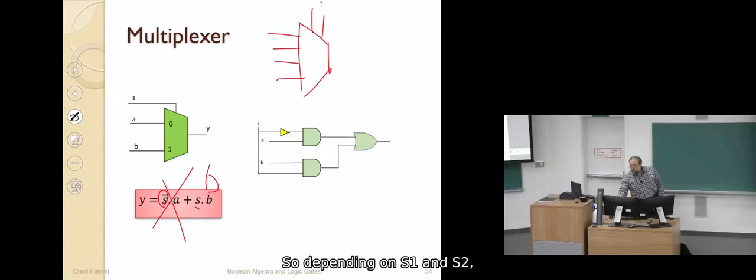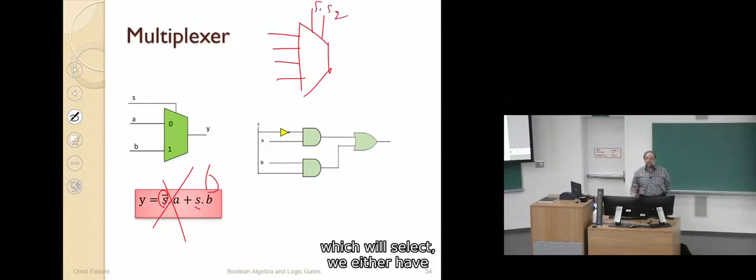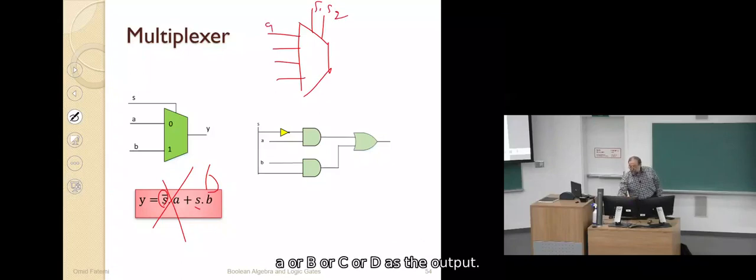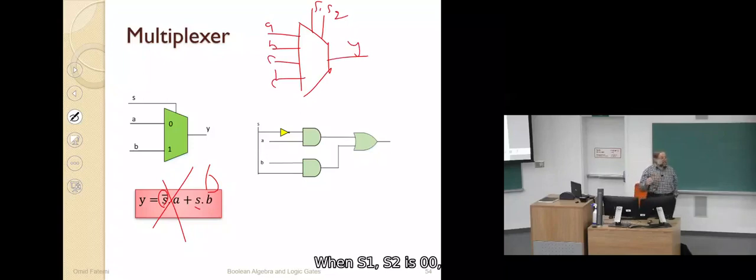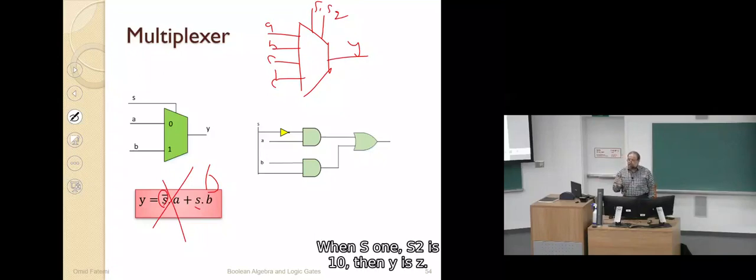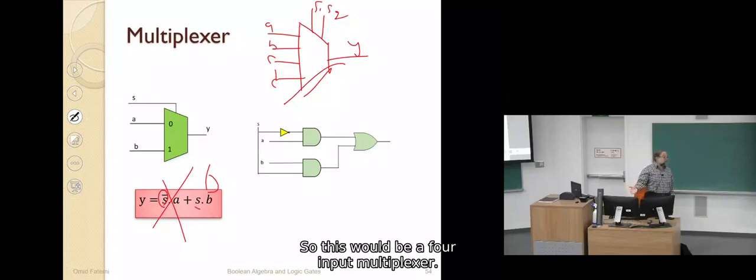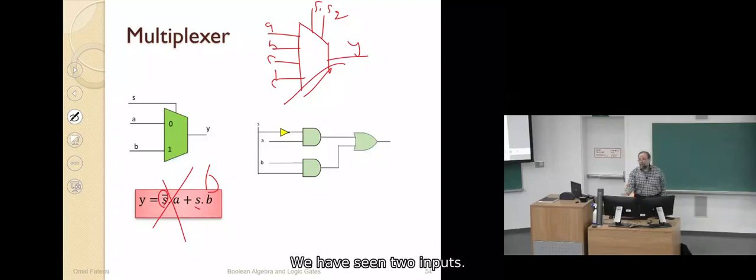So depending on S1 and S2, which we select, we either have A or B or C or D as the output. When S1, S2 is 0, 0, then Y is A. When S1, S2 is 0, 1, then Y is B. When S1, S2 is 1, 0, then Y is C. And when both of them are 1, Y is D. So this would be a 4 input multiplexer. We have seen 2 input. You could have 8 input multiplexer with 3 switches, with 3 select bits.